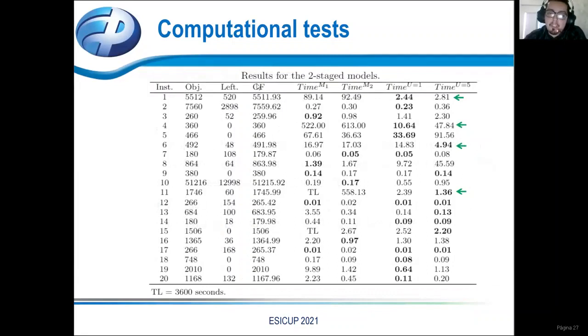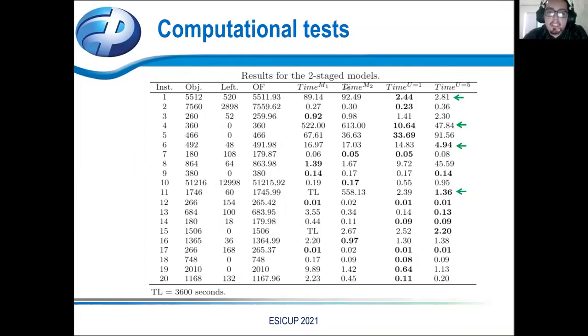Here are the results for the two-stage models. What does that mean? The models proposed by Andrade are two-staged, so our models in those tests could not use the macro items, because macro items turn our problem into a three-staged problem.